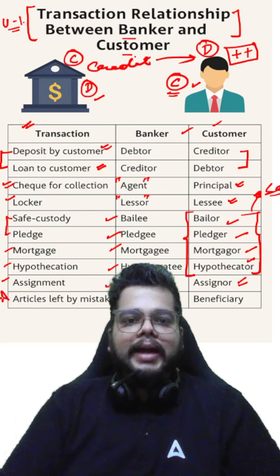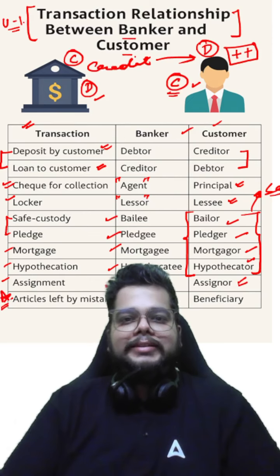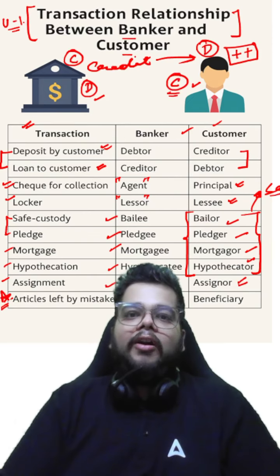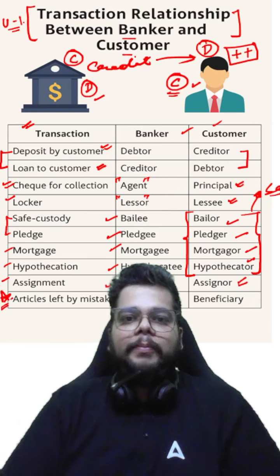Last one, that is articles which are left by mistake by the customer. What is the kind of relationship enjoyed by the banker here?